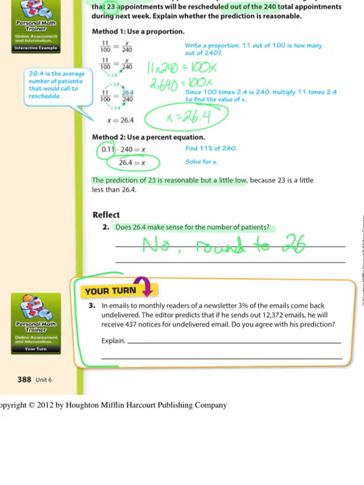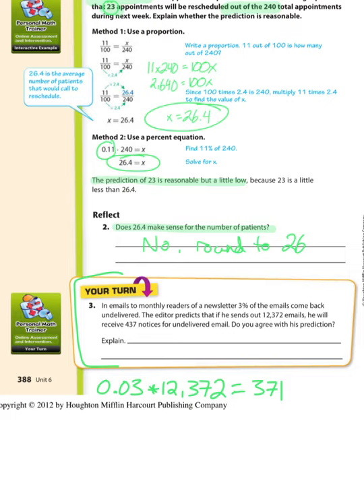Now these numbers are a little bigger, so method 1 probably doesn't make sense here. You could still use it. I'm going to show you how to use the percent equation. So first we are going to find 3% of 12,372. And if I enter that into my calculator, I get 371.16. We'll just round down to 371.